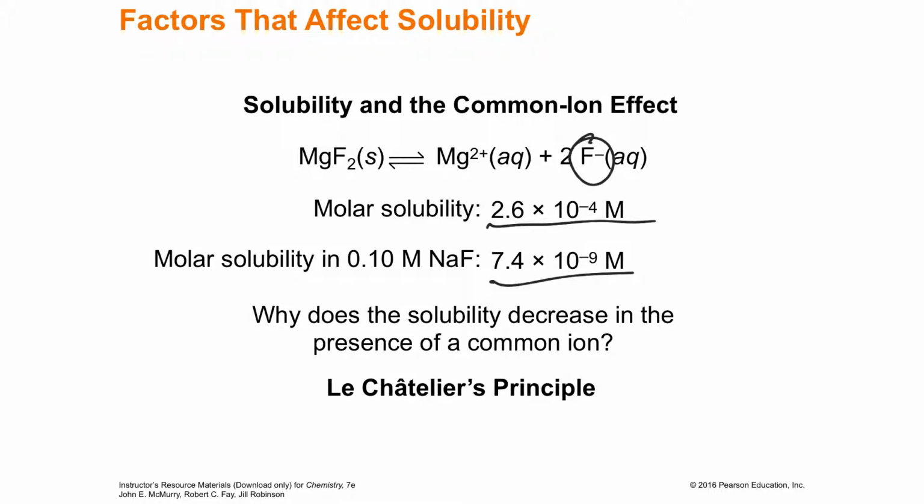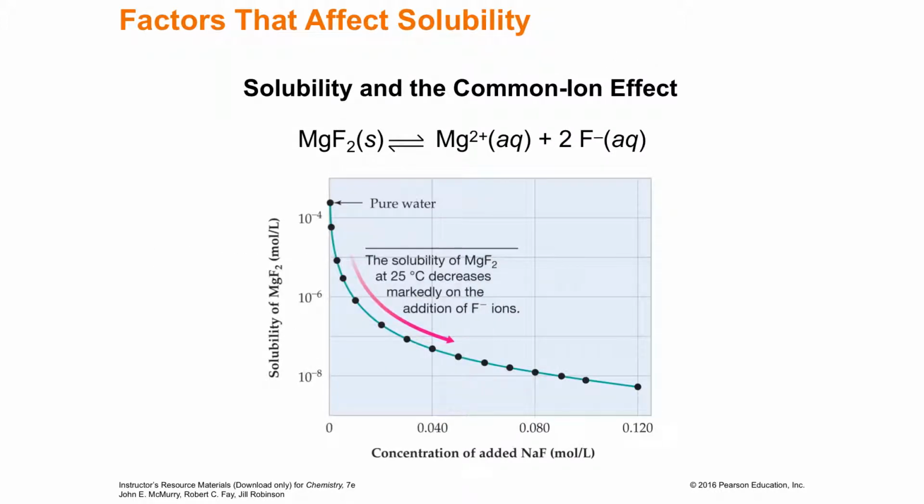So remember, this is Le Chatelier's. If you can pile up something on the, in this case, right, it's going to drive it backwards, and by driving it backwards, I'm not making as much product, and in this case, my product is that it's dissolving, so it makes it less soluble. So here's a graph. If you dissolve something in pure water, the more fluoride that I add, the less soluble the magnesium fluoride becomes.